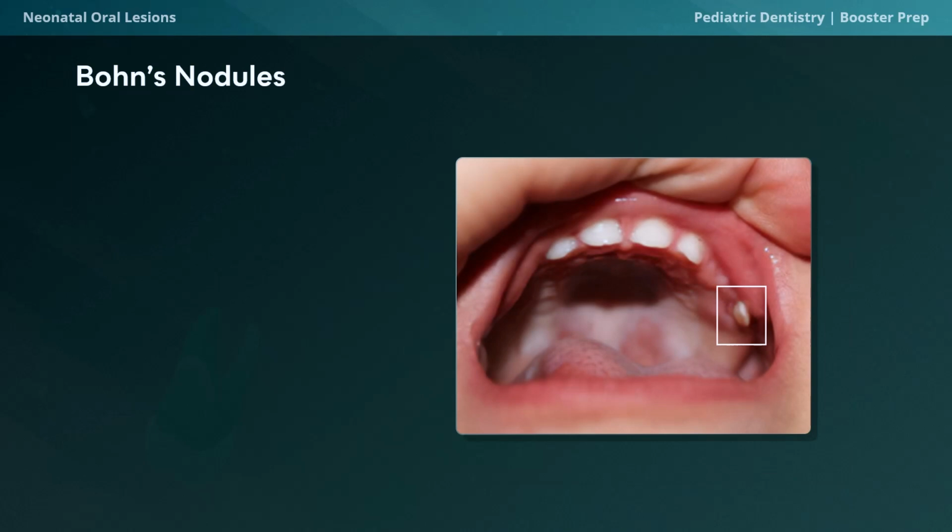Next, we'll discuss Bohn's nodules. These have some similarities to Epstein pearls, but they do have some differences as well. First, they appear white and firm on palpation, and they're also keratin-filled cysts. When it comes to size, they're similar, and they're also less than 3 millimeters.